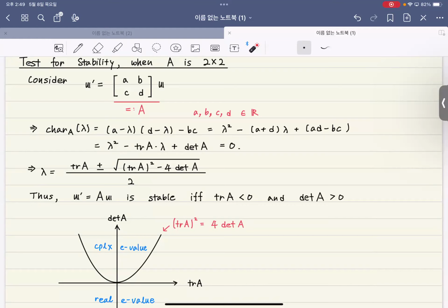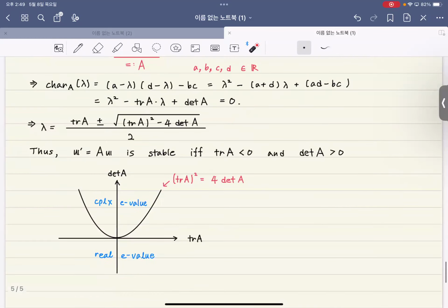But the determinant is actually the product of the two eigenvalues, right? And determinant less than 0 means one eigenvalue is positive and the other is negative, right? So that cannot be a stable system. So we require that the determinant cannot be negative. The determinant has to be always positive in order to be a stable system, right? So it turns out the system is stable if and only if the trace is negative and the determinant is positive.